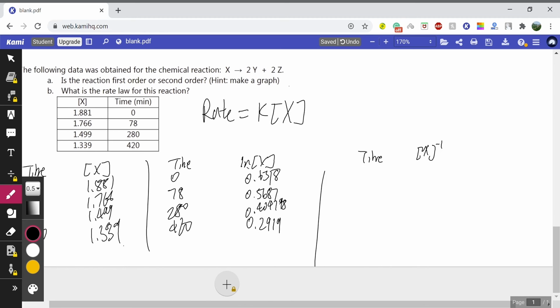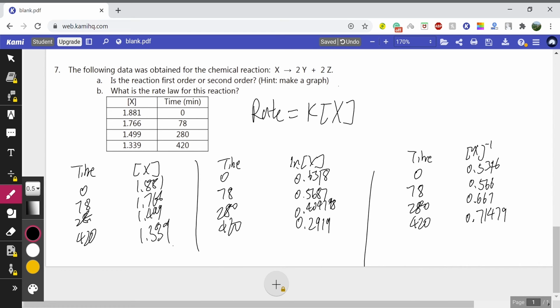Next, we're going to use x to the negative first power. So time units will be the same, 0, 78, 280, 420, and 1.881 to the negative first power is 0.5316. The 1.766 to the negative first power is 0.566. 1.499 to the negative first power is 0.667. And 1.339 to the negative first power is 0.71479.